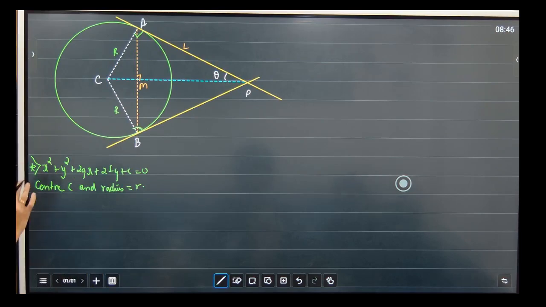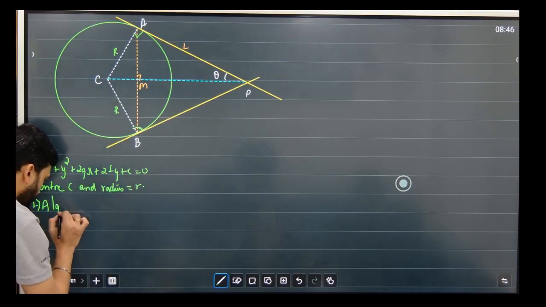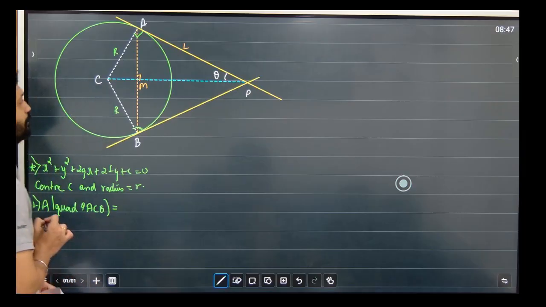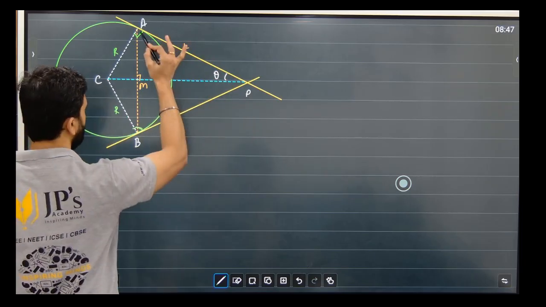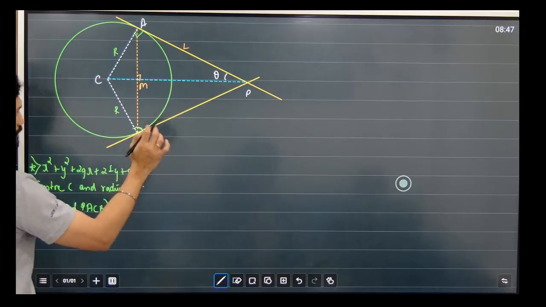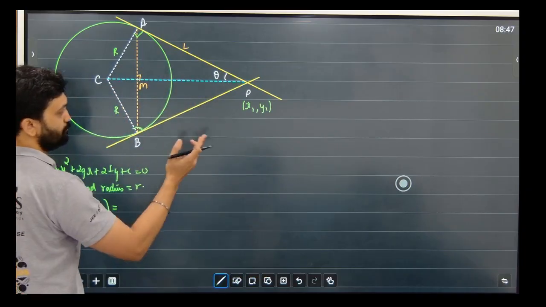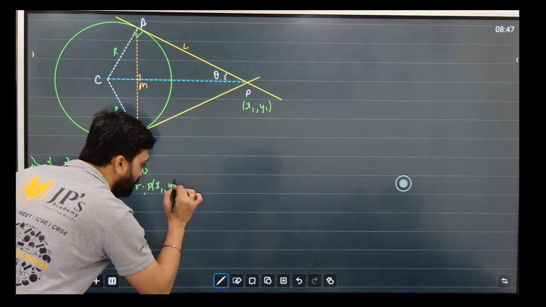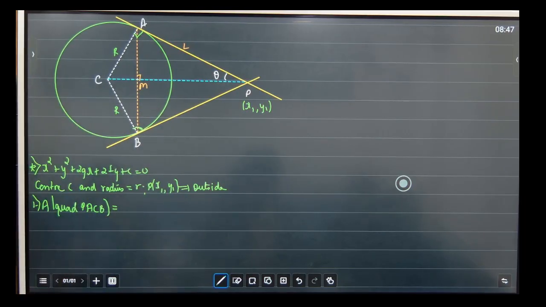Okay. Now, the first thing that I consider is the area of quadrilateral PACB. This is the area of the quadrilateral. If you check, point P (x1, y1) is a point P which is outside the circle.